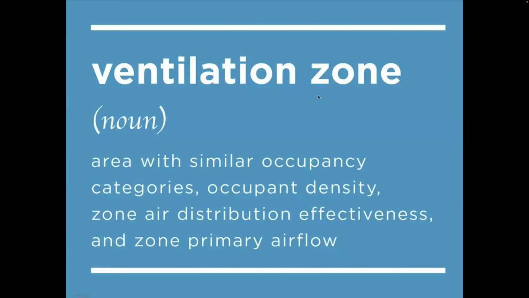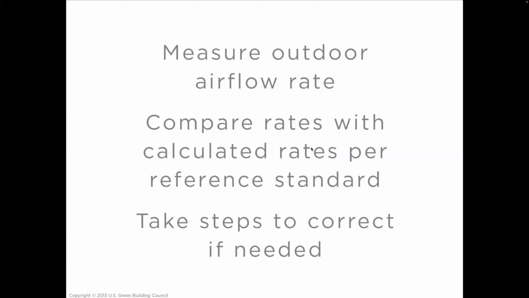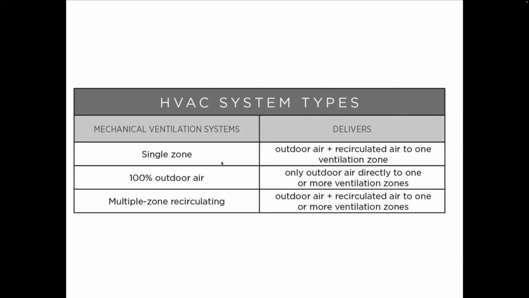And a ventilation zone is usually, like a package unit will basically cool a certain area of a building. So that's the ventilation zone we're talking about. Or if you have chilled water doing that, then you have zones where you're not getting the same airflow rate from all the rooms. That's the ventilation zone. So usually buildings are broken up into these ventilation zones. So you measure the outdoor rate, you compare rates with those calculated per the reference standard, and you take steps to correct it if needed. So if you're not getting that 10 cubic feet per minute, what can you do? Usually it's opening up the economizers and increasing the flow rates from the actual package units or whatever's bringing in that outdoor air.